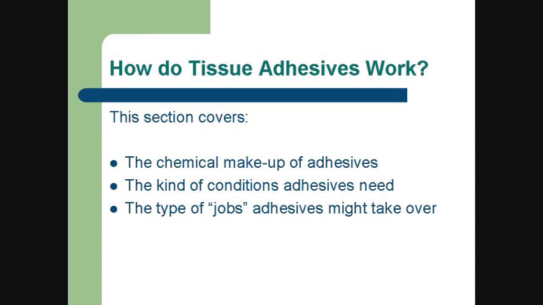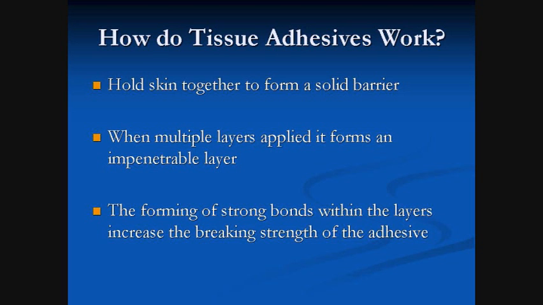In this section, we will talk about how tissue adhesives work, what their chemical makeup is, and the ideal conditions they work under. Tissue adhesives work just like stitches or a Band-Aid would, by holding the skin together, protecting it from outside elements. With the use of multiple layers, it provides an almost impenetrable layer of skin. In this layer, the adhesive forms strong bonds, which increases the breaking strength. So in other words, it makes it harder to be taken off the wound.